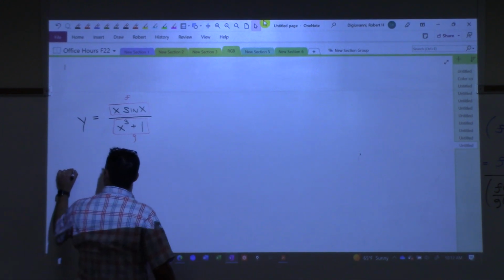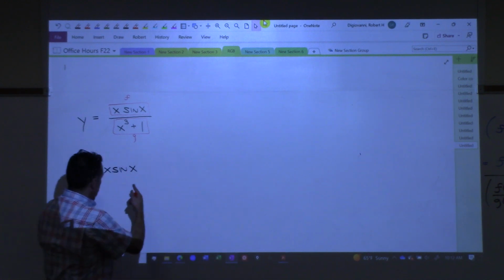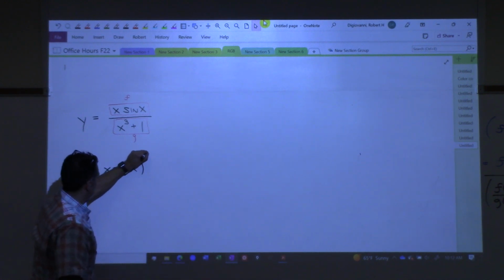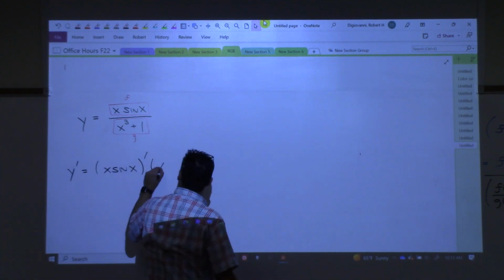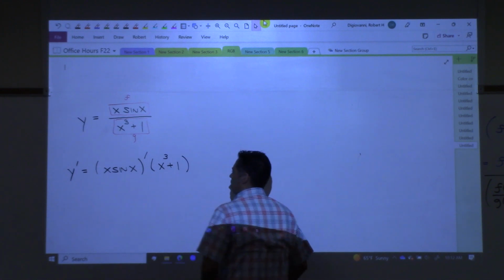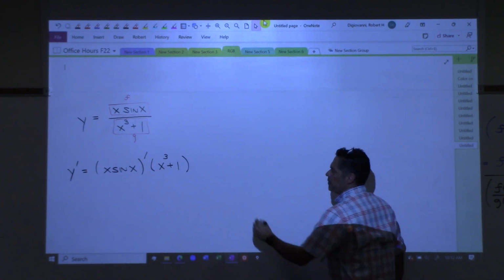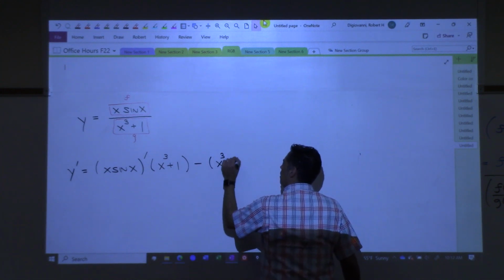So it's going to be the x sine of x, parentheses. Yep. And then the derivative, right? And the, good, minus the x plus 1. Good.